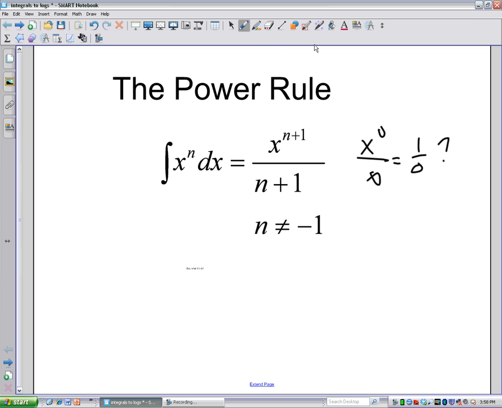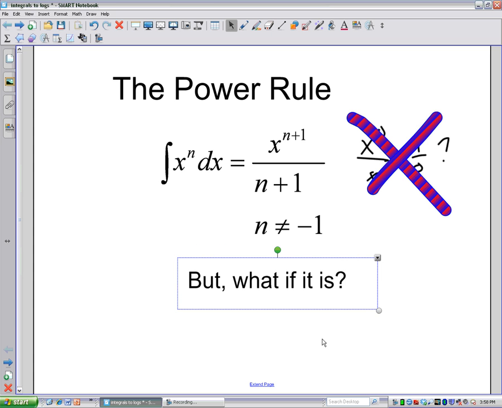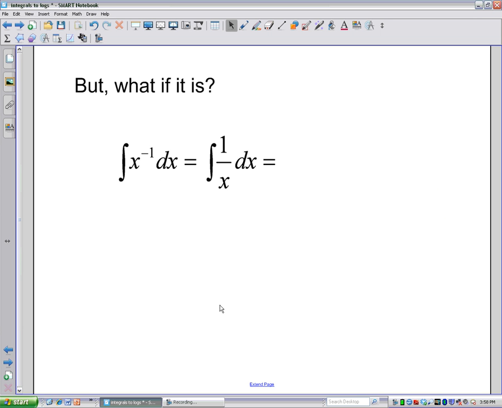So this is bad. This causes problems for us. So much so that we want to get out the big thing and go, oh my God, what do we do? Okay, so the power rule works as long as n is not equal to negative 1. The question is, what if it is? And that, boys and girls, is what we're going to talk about today.